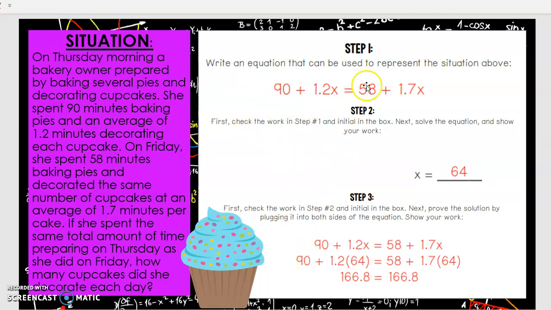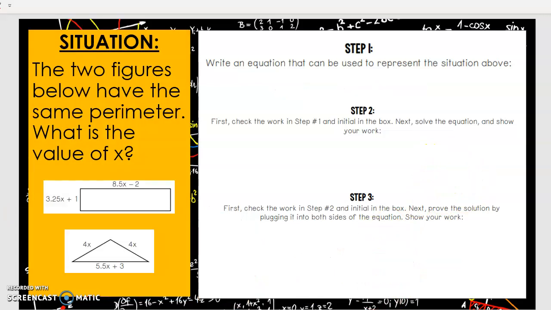Okay, this is our equation. Pay attention to where the x's go. There is our number, and then we plug it in. Ooh, look at this one.